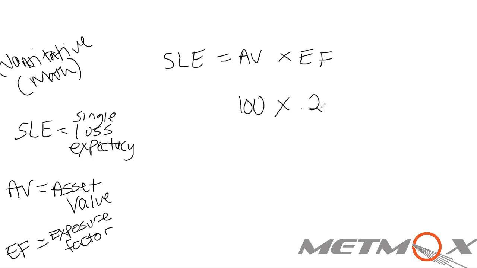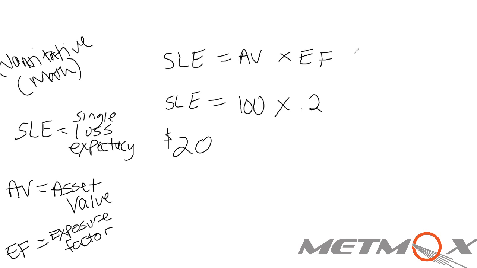So now we know my single loss expectancy. It's 20, because 0.2 times 100 is 20. So every time my website suffers a denial of service attack, I lose $20. All right, so we can't stop there, though. In order to really make a good risk decision, we need to know the ALE.